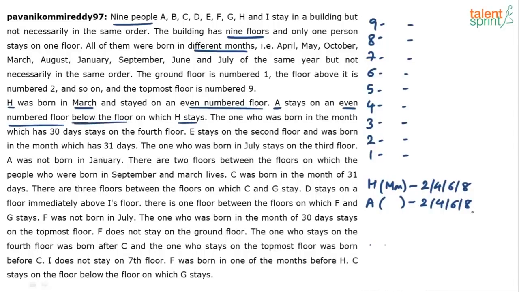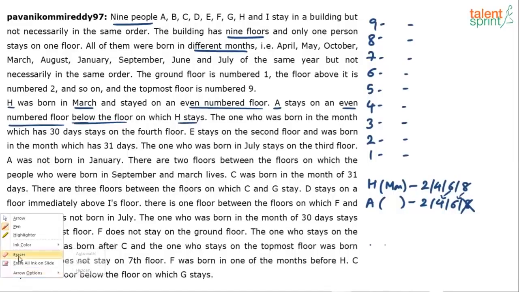If A himself is on the 8th floor, H has to be on the 10th floor or 12th floor or 14th floor. Remember, H cannot take the 9th floor. H also stays on an even numbered floor. But then these 10th, 12th, 14th floors are not available. So A cannot come on the 8th floor. You're getting my point? So it's like this. If H is on the 8th floor, A will be on the 6th floor. If H is on the 6th floor, A is going to be on the 4th floor. It's not consecutive also. If H is on the 8th floor, A can be on the 4th floor or 6th floor.